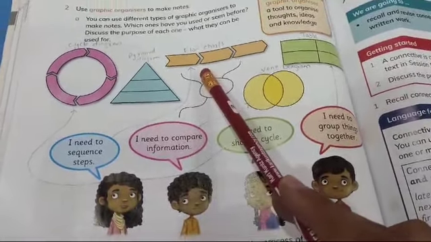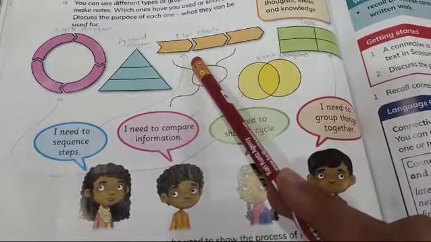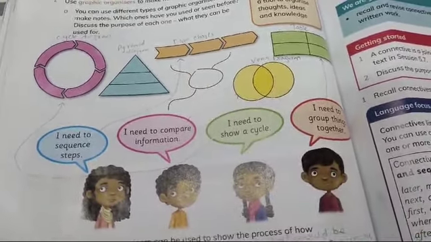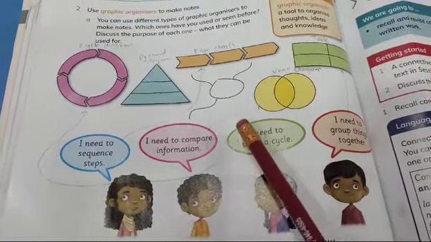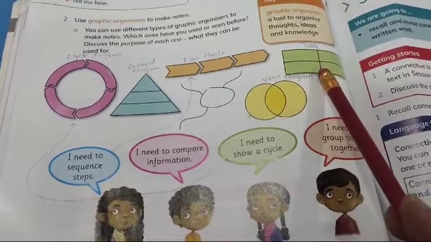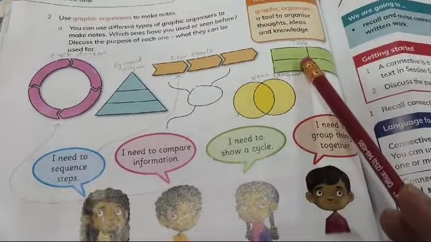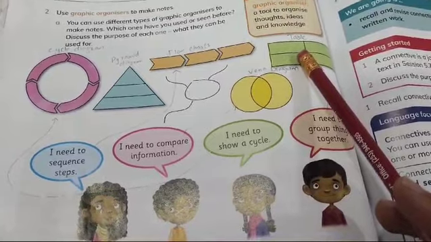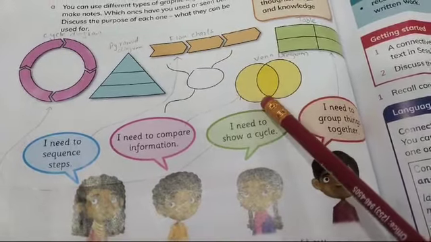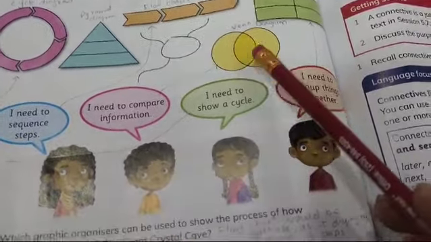information. The third one is the flowchart, used to show a sequence of steps or actions in a process, good for showing how something changes over time. Now this is a table, good for organizing information into rows and columns, useful for sorting or grouping related information. And this is the Venn diagram, used to compare or contrast information, showing similarities and differences.